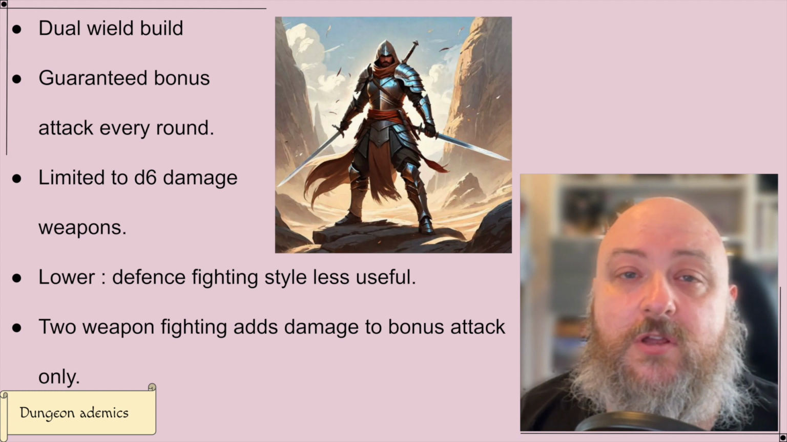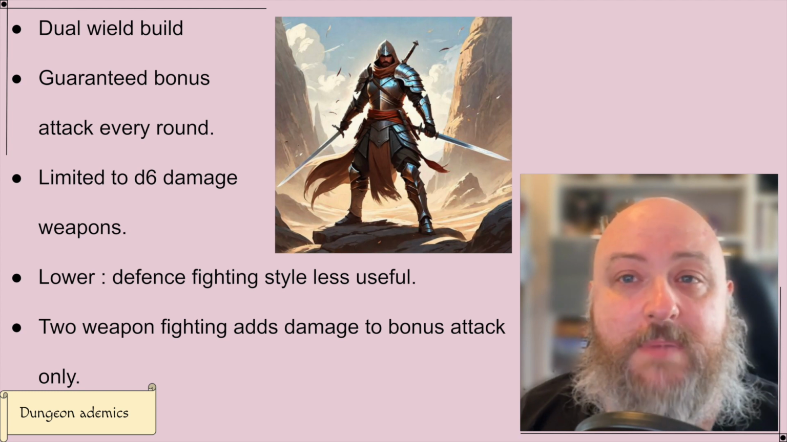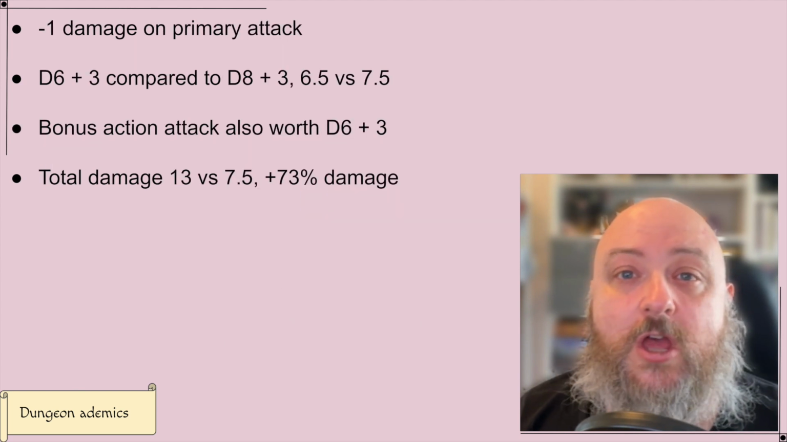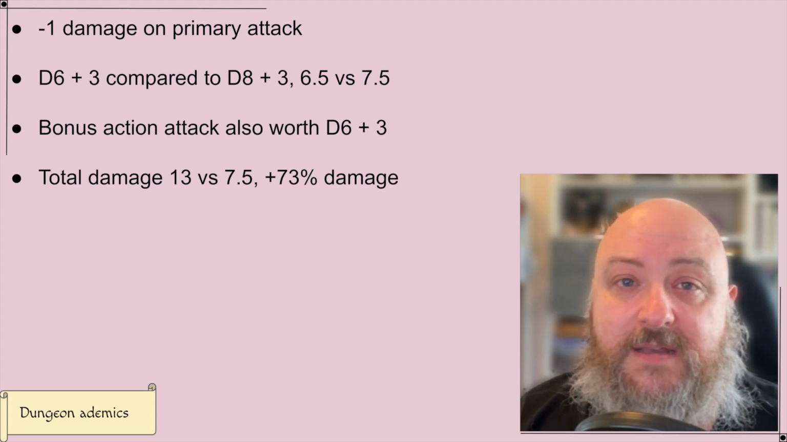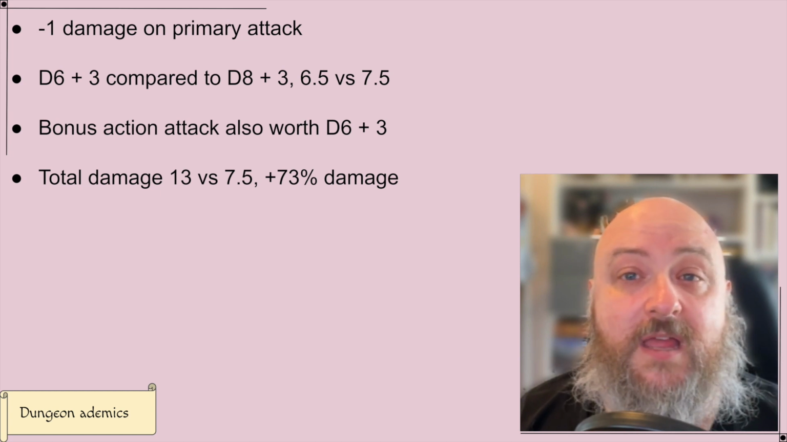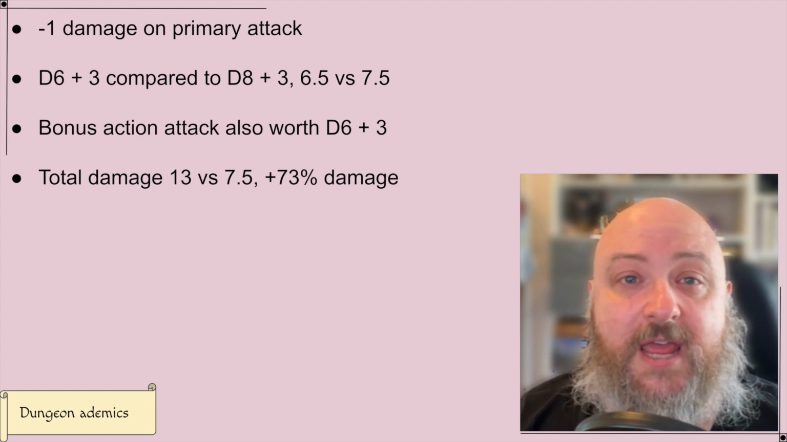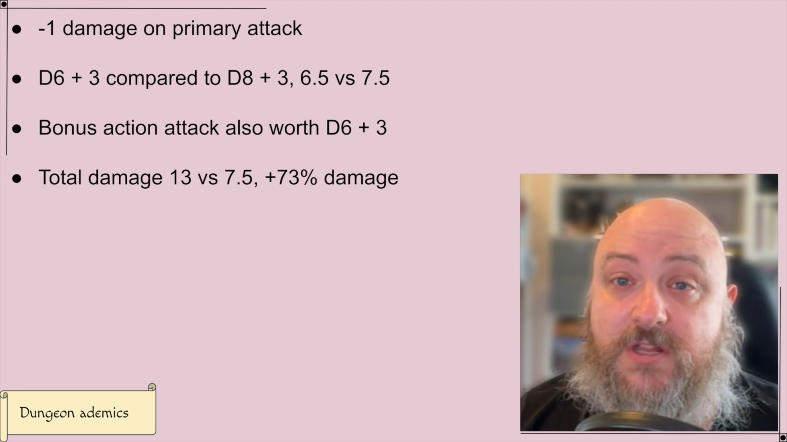This leaves 2-weapon fighting. Let's compare this mathematically with our baseline fighter. The restriction forcing us to use light weapons drops the damage per attack from D8 +3 to D6 +3. So our expected damage per attack is only 6.5 compared to the baseline of 7.5. But that is offset by the additional attack, returning 13 total damage, an increase of 73%.